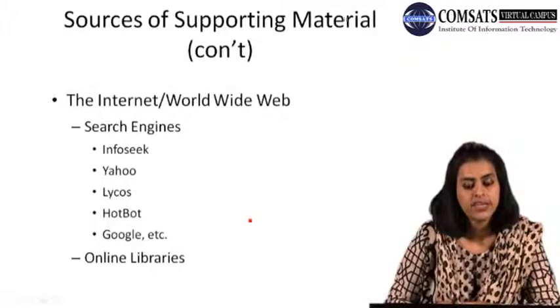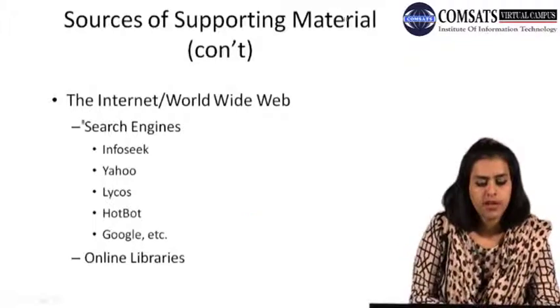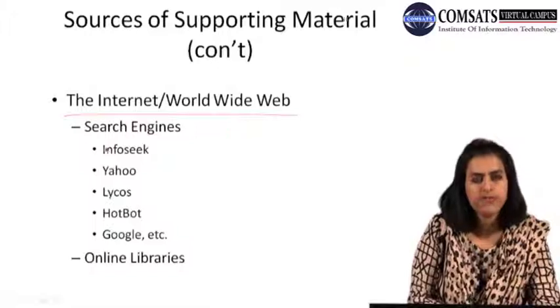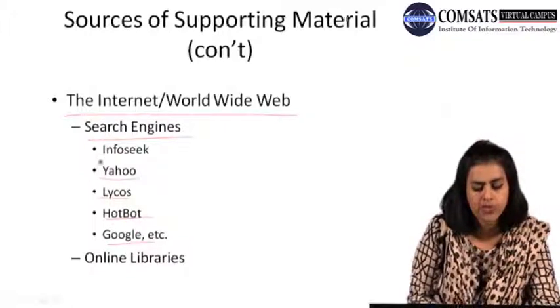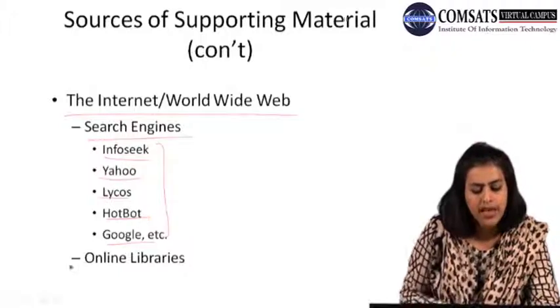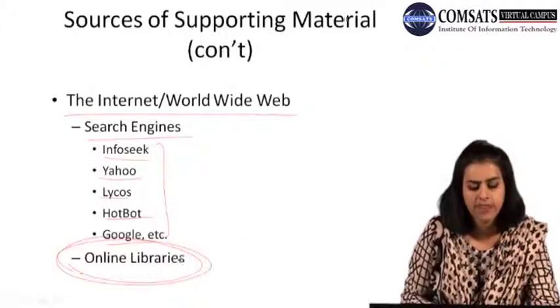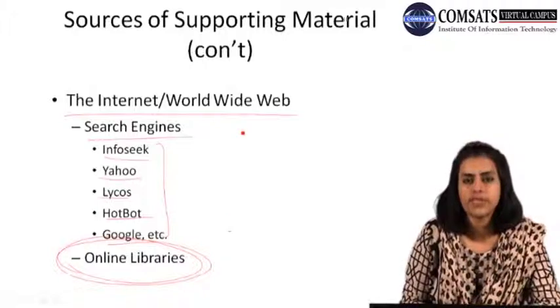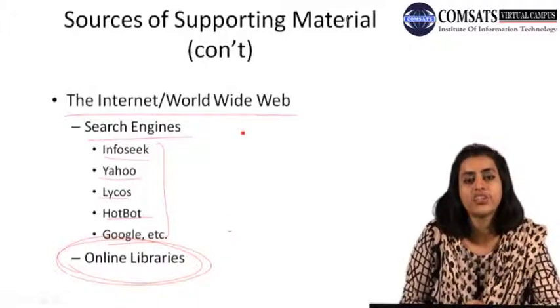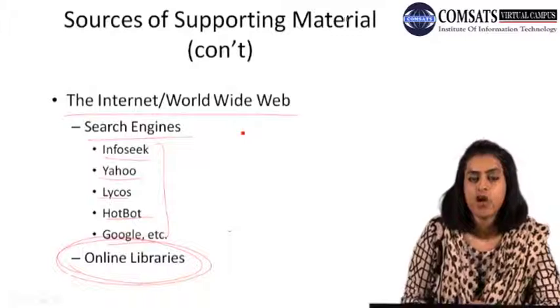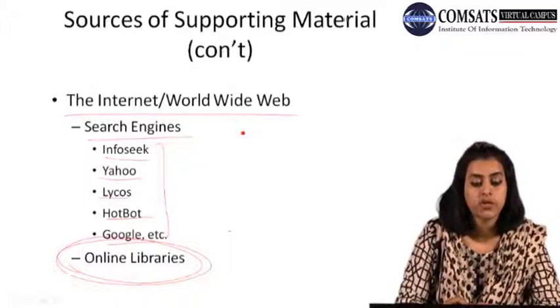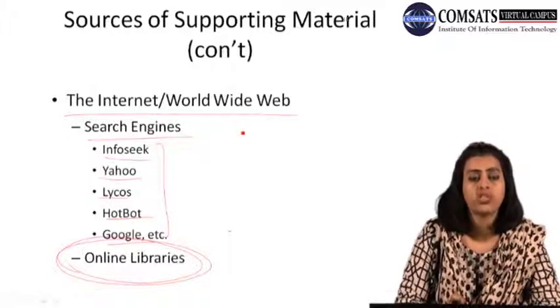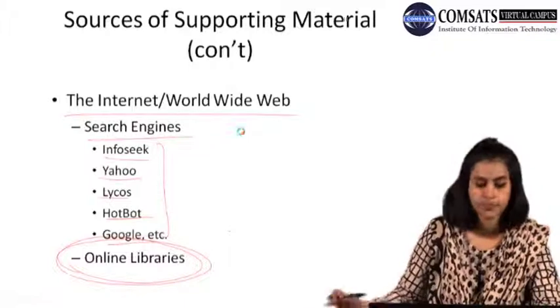Then the internet or the web, World Wide Web, which has got different search engines like Google, Hotbot, Lycos, Yahoo, and Infosys, and there are so many more. And there are online libraries available also for the supporting material. Like you can find the online journals where you can find varieties of materials. Also make sure that whenever you are putting anything from any particular source, you mention that in your bibliography.